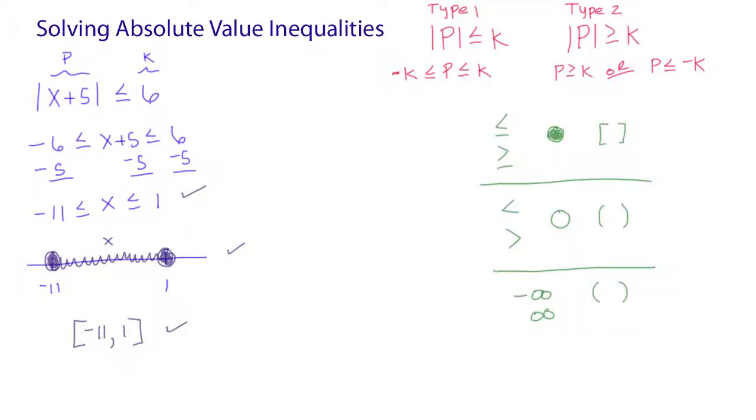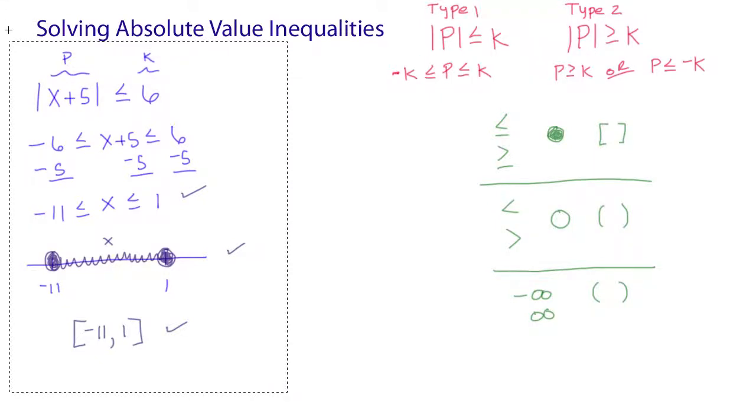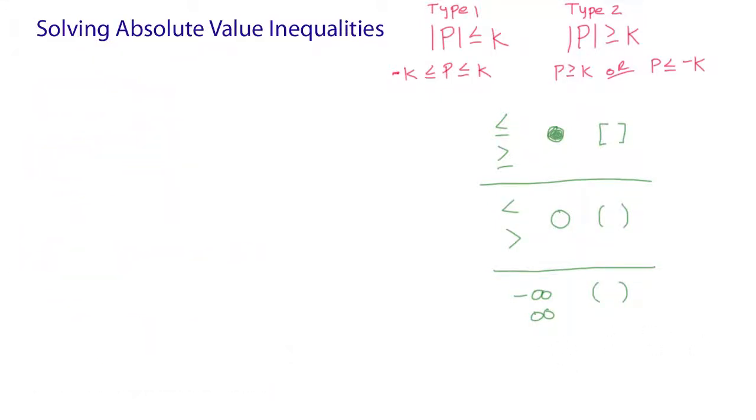Let's try another one. Now let's try the absolute value of x minus 3 is greater than 7. Now this one, it's going to be type 1 or type 2? Well, it's going to be type 2 because it's greater than. So here we have P, and this is K.